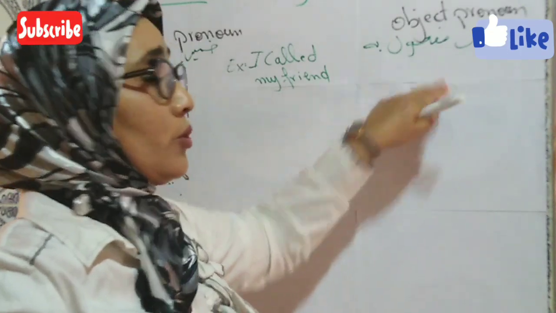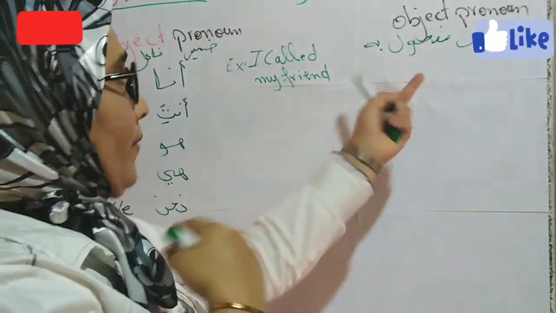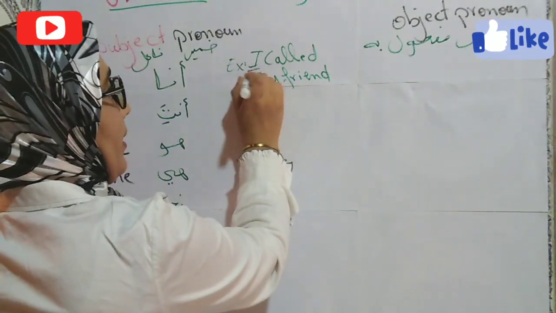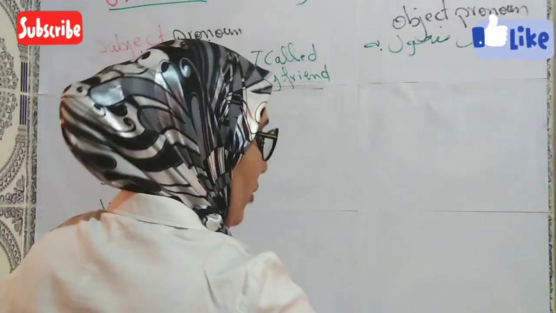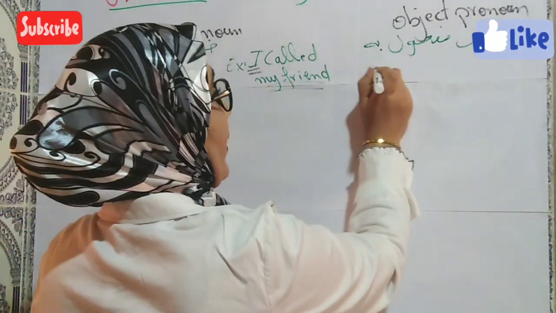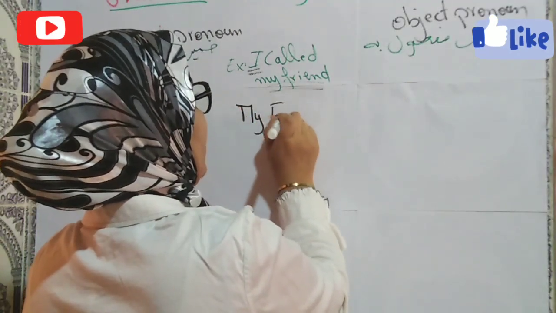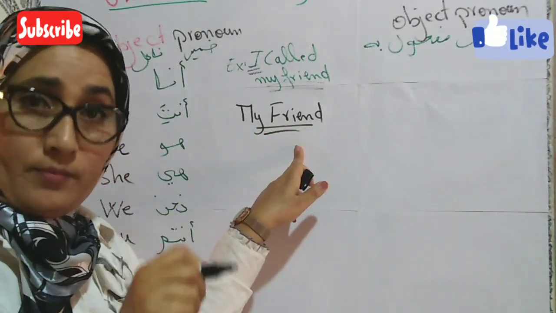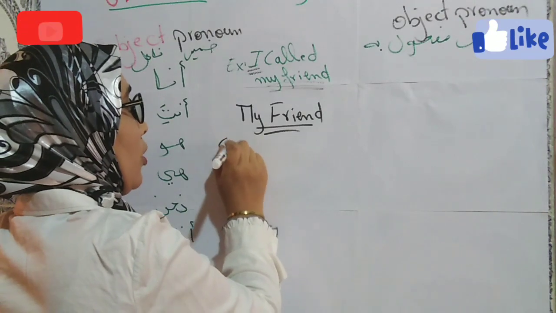Now we want to say that my friend called I. We have to switch them. Let's change I and my friend. So here my friend becomes the subject. He. So he is the subject. My friend called.